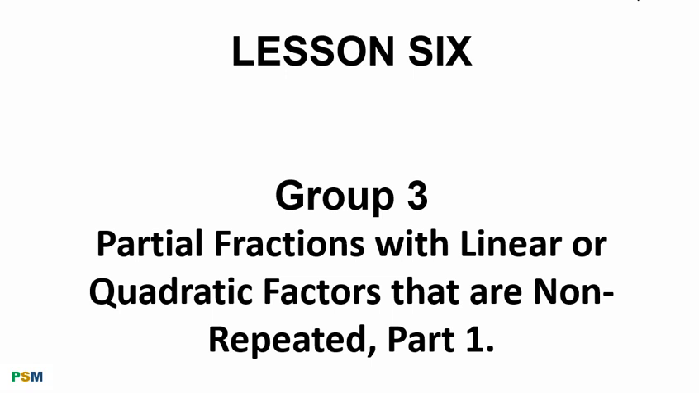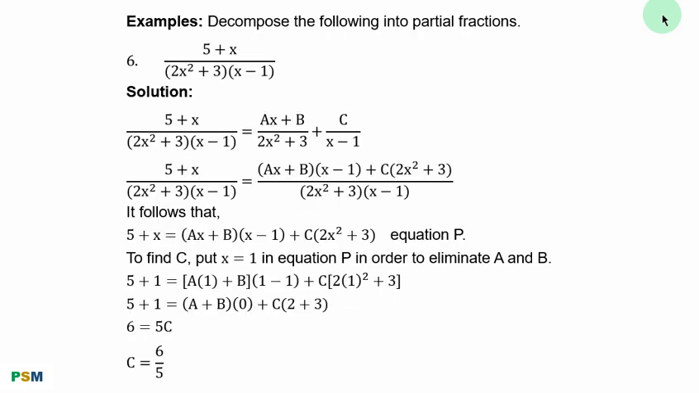Lesson 6, Group 3, partial fractions with linear or quadratic factors that are non-repeated, Part 1. Examples: decompose the following into partial fractions. Number 6: (5 + s) over (2s² + 3)(s − 1).